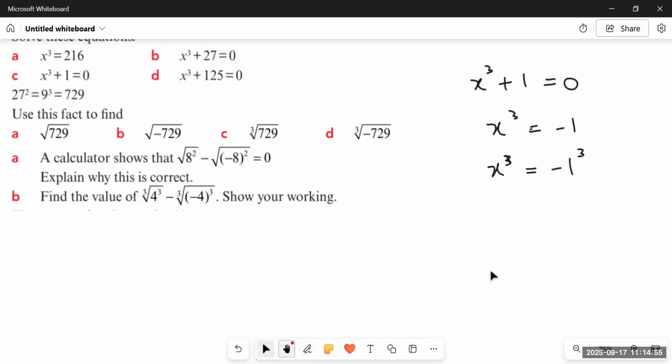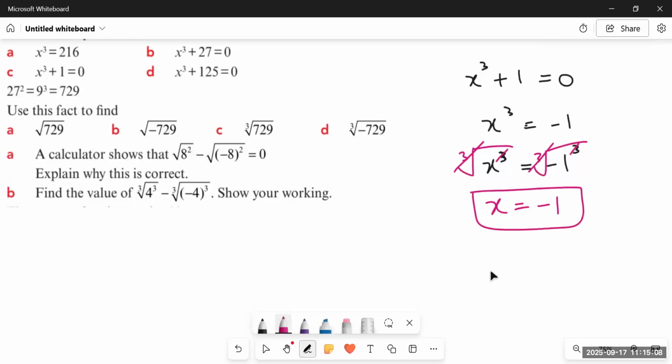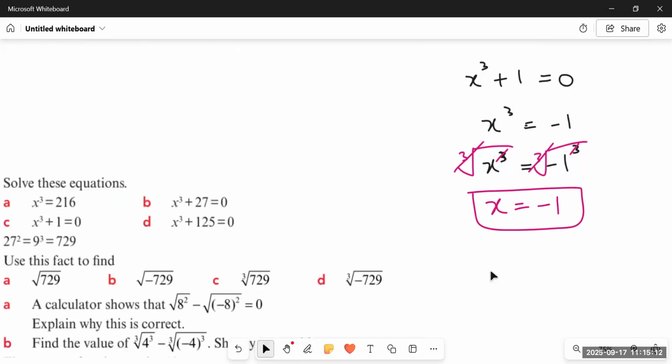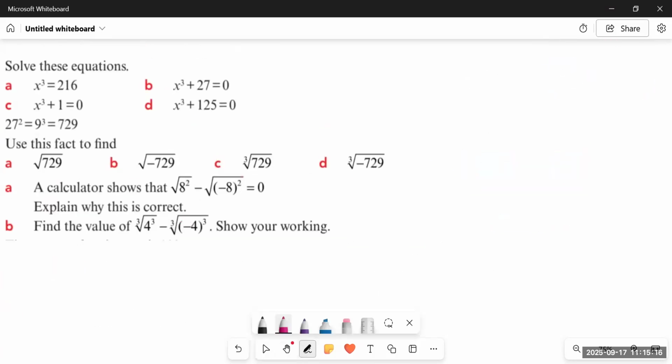Now what are we going to do? We will find the cube root on both sides. Now the cube roots will cancel the cubes, and we are left with x is equal to minus 1. So the cube of minus 1 is minus 1, and the cube root of minus 1 is also minus 1, right? In the next part, we have x cube plus 125 equal to 0.